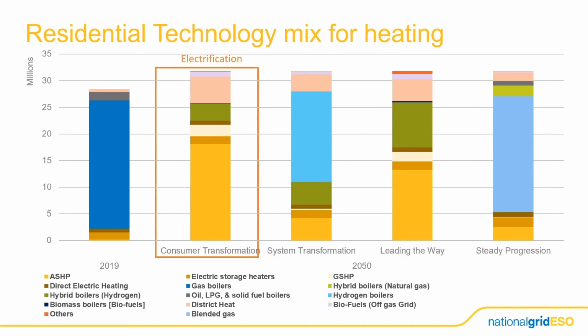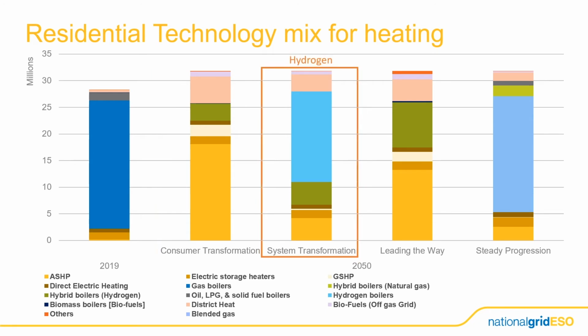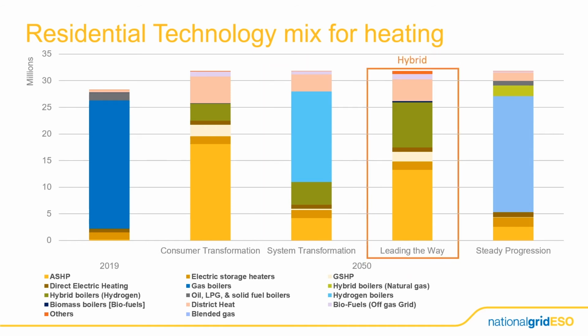In the consumer transformation scenario, we see most homes converting to heat pumps, the yellow segment in the chart, through a combination of government support and societal buy-in for action on climate change. In the system transformation scenario, the switch is to hydrogen. The leading the way scenario is a middling scenario in terms of heating technology mix, featuring a mix of ordinary heat pumps and hydrogen hybrid electric heat pumps, the segment in green.